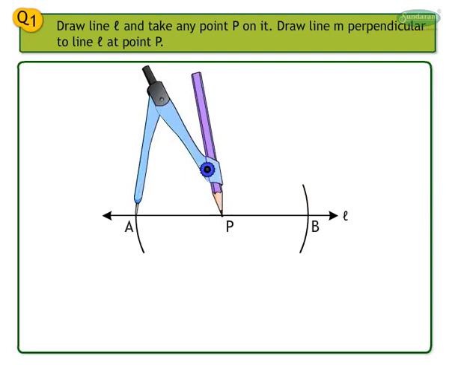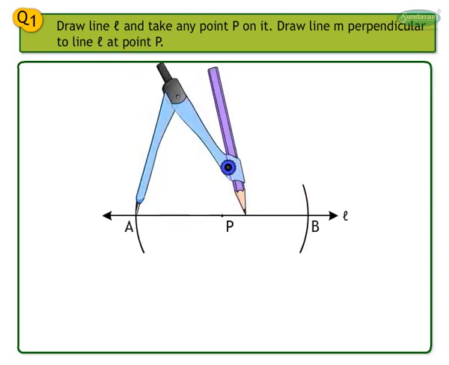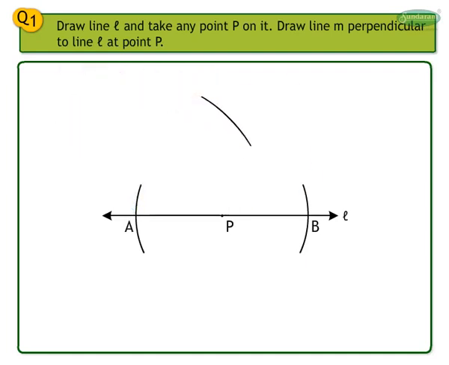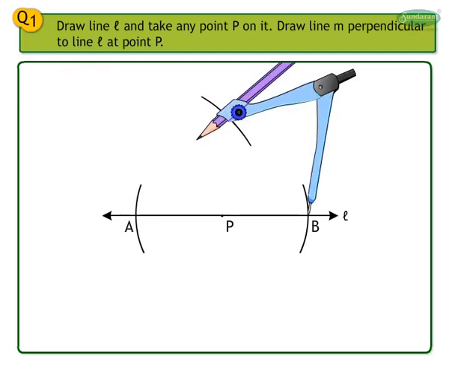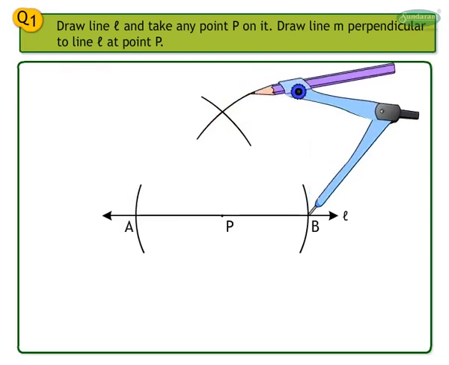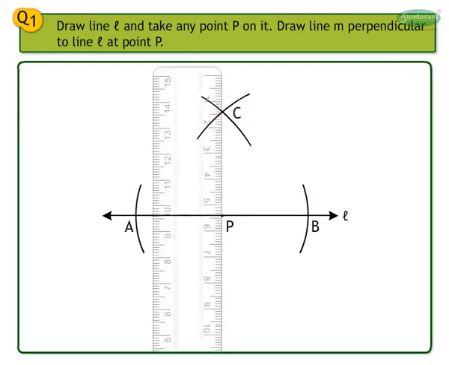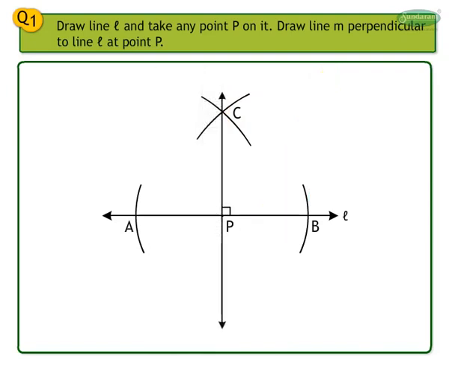Now take A as center and radius more than half of segment AB. Draw an arc above the line L. Now take B as center and with the same radius, draw an arc intersecting the previous arc at point C. Now draw a line M passing through point C and point P on the line L. We have now constructed the line M perpendicular to the given line L at point P on the line L.